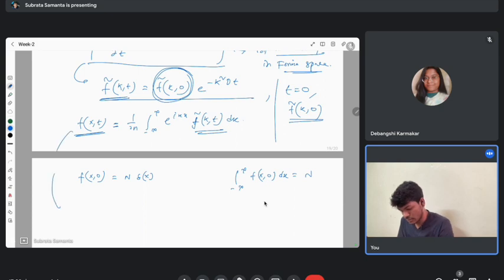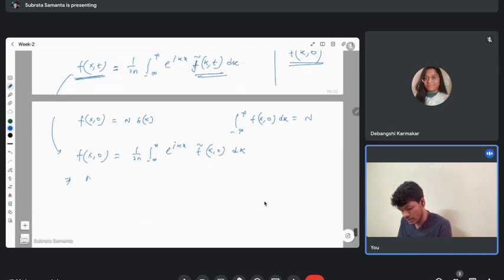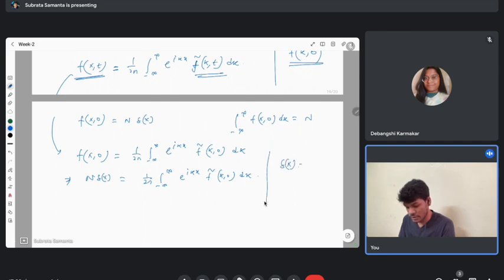So in this equation, f(x) is 1 over 2 pi, integral from minus infinity to infinity, e to the power ikx, f tilde(k,0) dk. Now put this right hand side in N delta(x) equals 1 over 2 pi, integral e to the power ikx f tilde(k,0) dk. Then we use the delta function identity that delta(x) is 1 over 2 pi, integral from minus infinity to infinity, e to the power ikx dk.